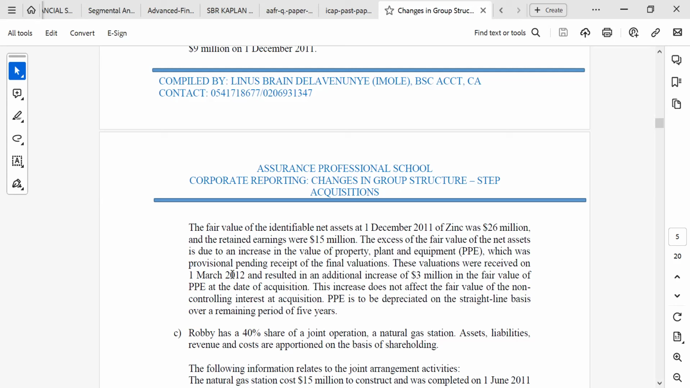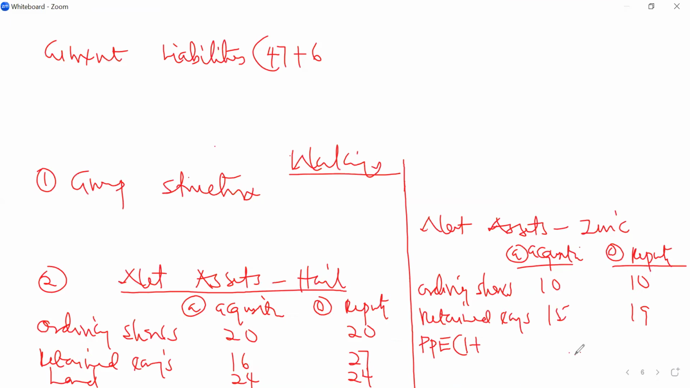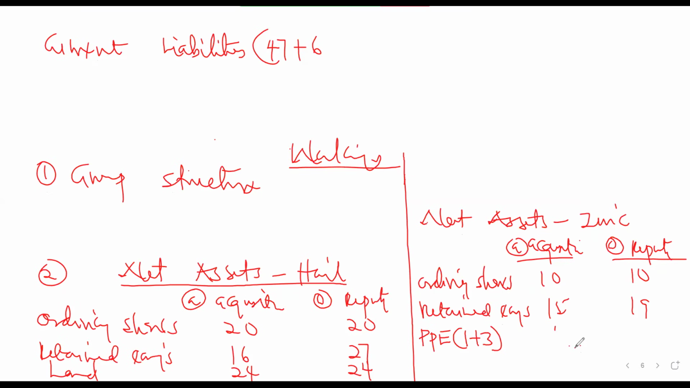That is the date that the fair value has been determined. And they say this resulted in an additional increase of 3 million. Okay, so it means that our net assets should have been 29 million. So we come here and add the 3 million over here. So this will be 4 million. This will be 4 million.